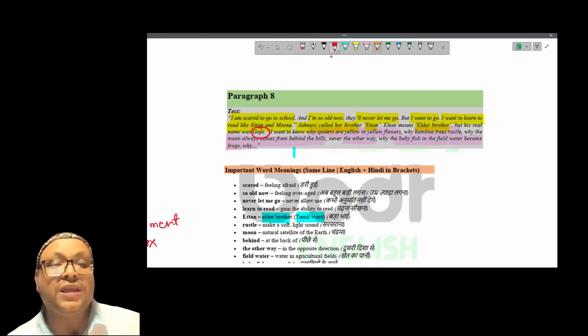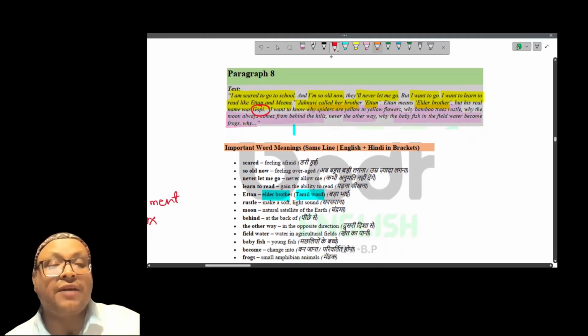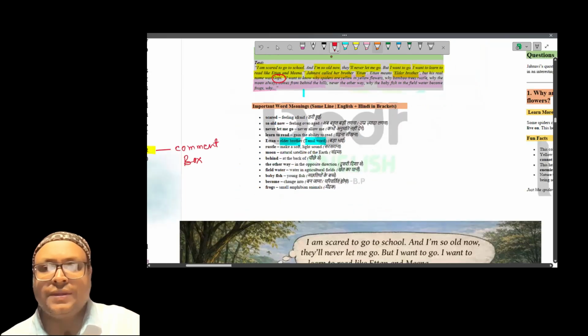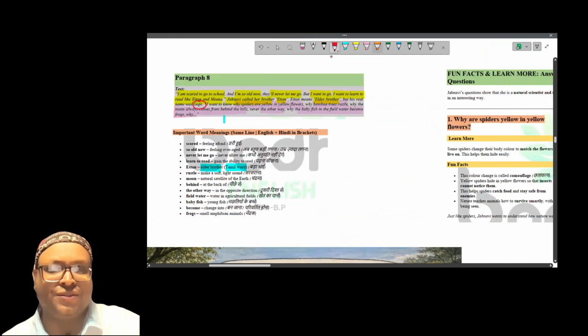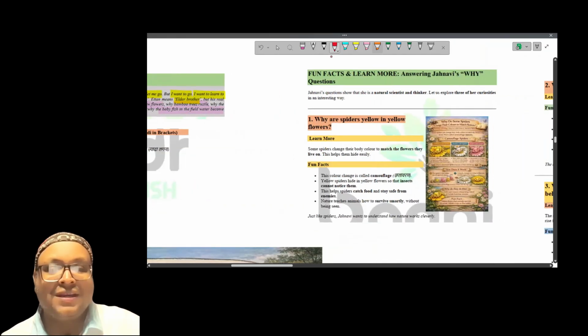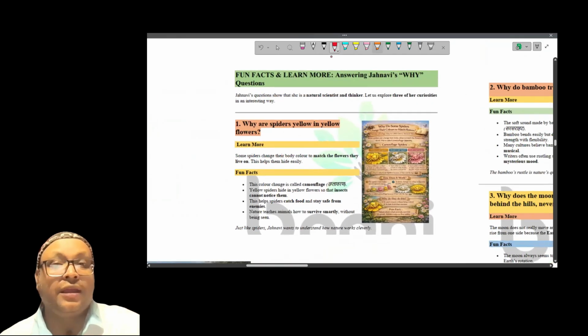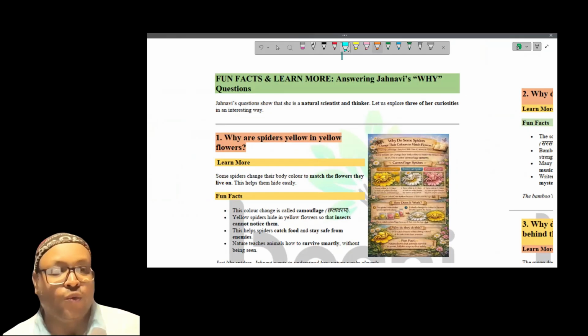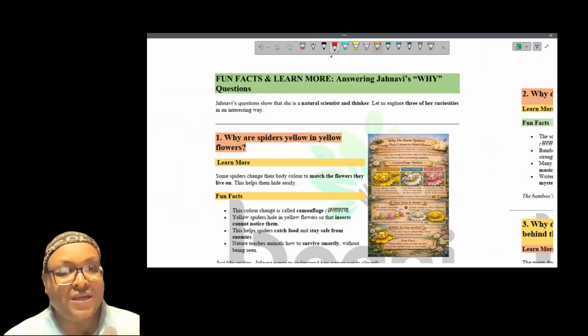Naturally, the way curious children have many questions, she also has a lot of questions. So she wanted to know a lot of things like this. So we will discuss her questions. I have taken all her questions and we will have a little discussion on this. If you think I missed something, please write in the comment box and let me know what could have been added here. Anyway, her first question was, why are spiders yellow in yellow flowers?